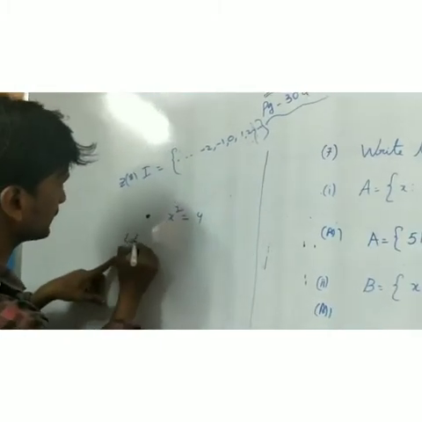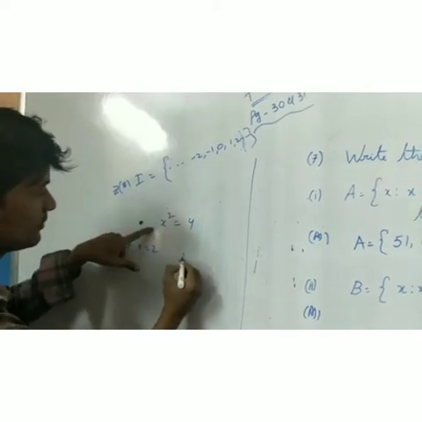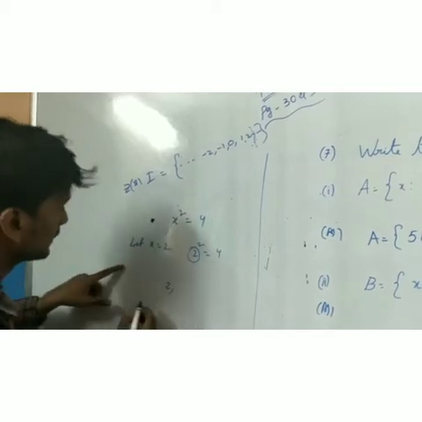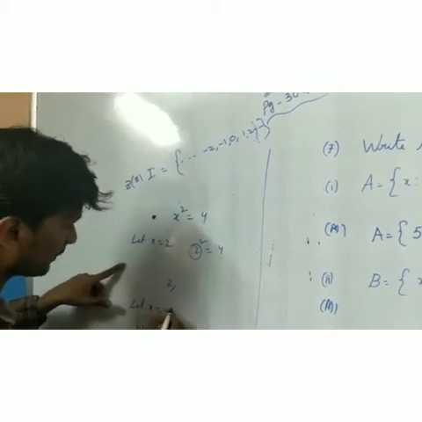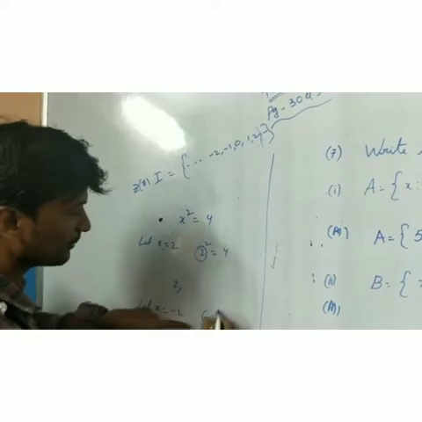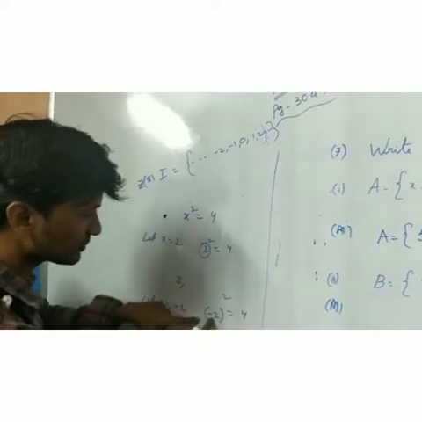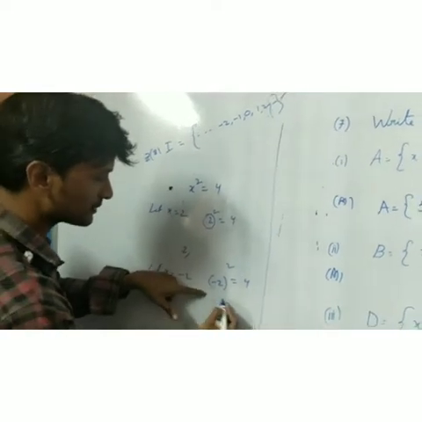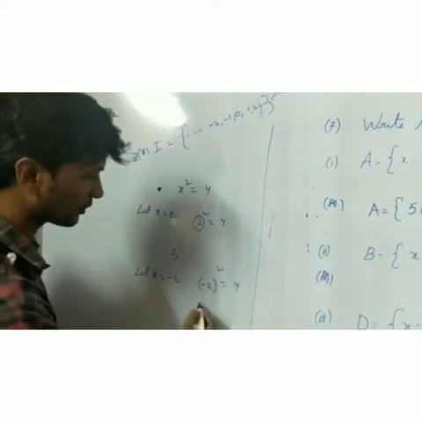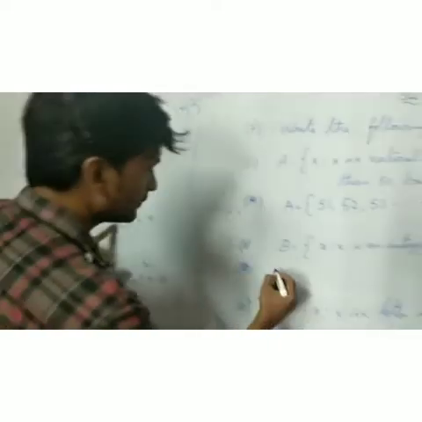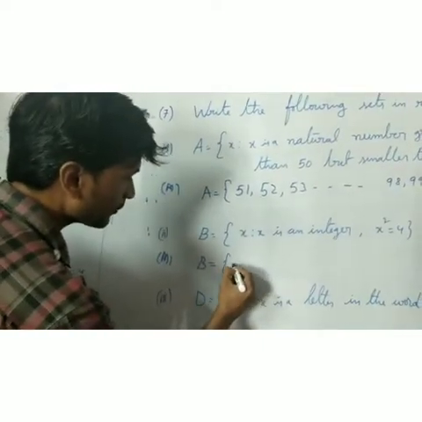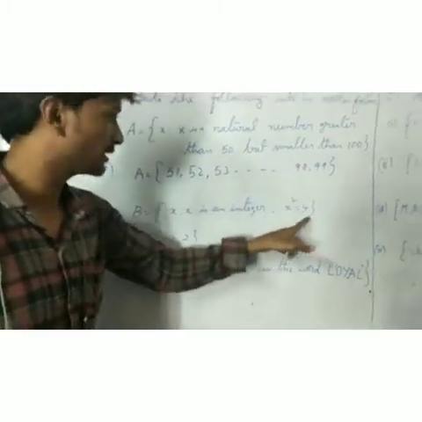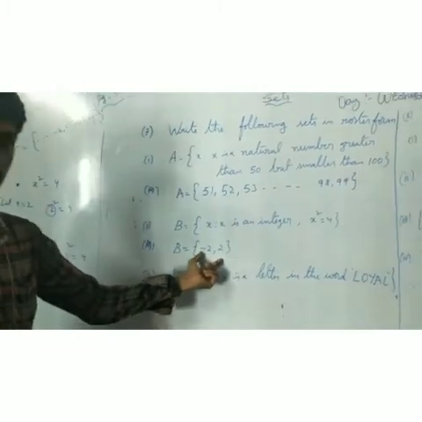For example, let x equal to 2. Then 2 square equals 4, so 2 is required for us. Next, let x equal to -2. Then -2 whole square equals 4, because the square of a negative number also becomes positive. So it's suitable here. So the numbers required for us are -2 and 2. -2 whole square equals 4 and 2 square equals 4. So this is the answer.